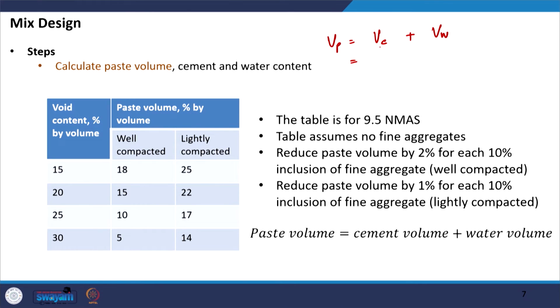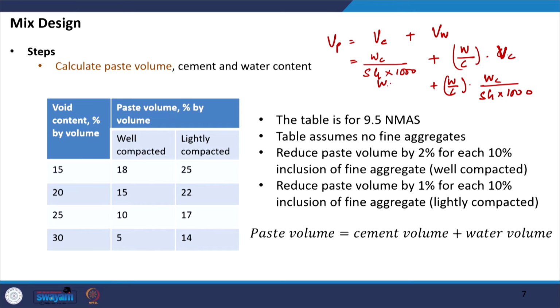Okay. So, this volume of cement is what? Basically weight of cement divided by specific gravity into 1000, this is what we have seen. Volume of water can be written as water to cement ratio into volume of cement. Okay. So, this becomes equal to water to cement ratio and volume of cement is weight of cement by specific gravity into 1000. This is W_c by SG into 1000.